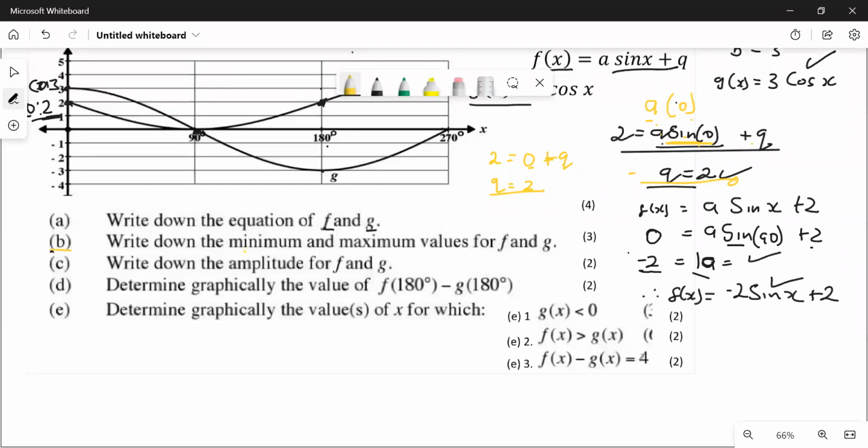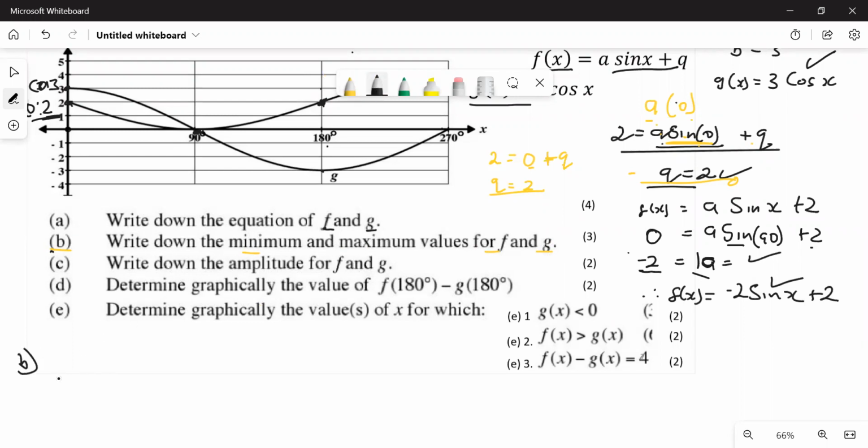On number B, they said we should write the maximum and the minimum values of f and g. What are going to be the maximum value and the minimum value? Let's start with g. If we go with g of x, what is the biggest value that we can have? The min is minus 3, and the max is 3. And then f of x, the min is 0, and the max is positive 4. And then you'll get 1, 2, 3.